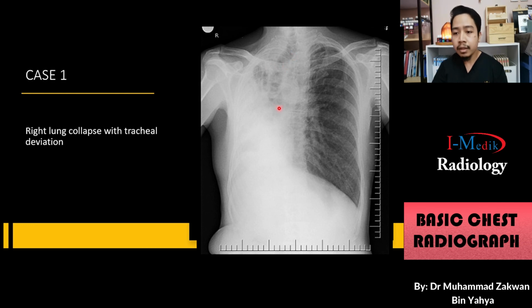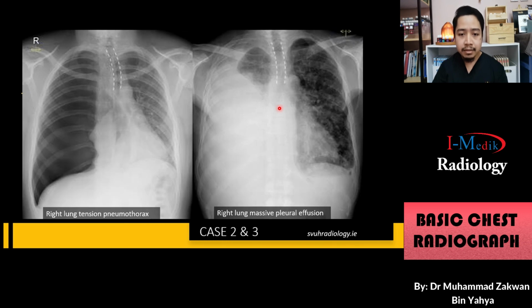Okay, the second and third case. On the left hand side, this is a frontal chest radiograph showing a massive right lung pneumothorax causing mediastinal shift and tracheal deviation to the opposite side. So the trachea is being pushed to the opposite side of the lung pathology, which is a right tension pneumothorax.